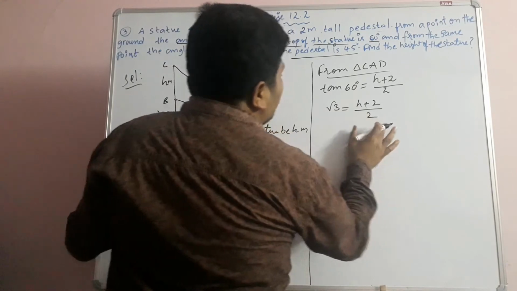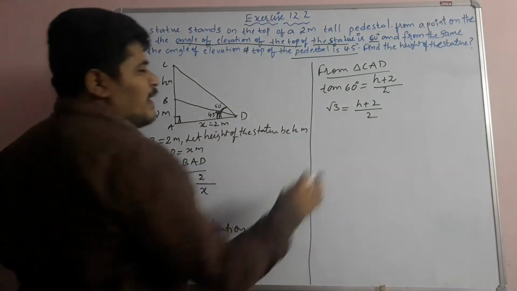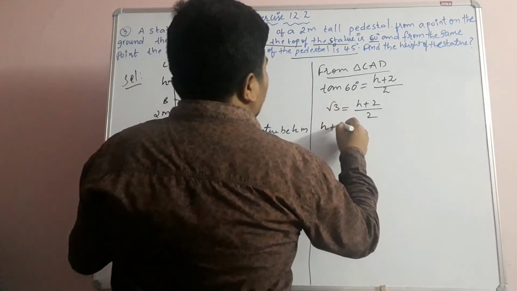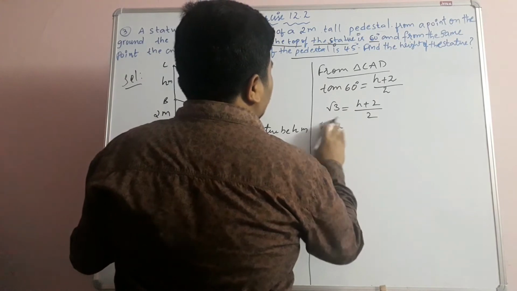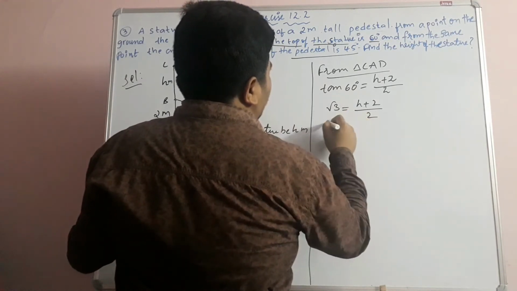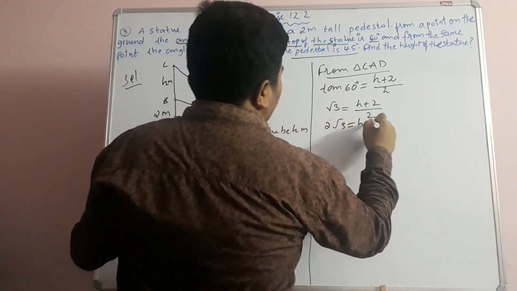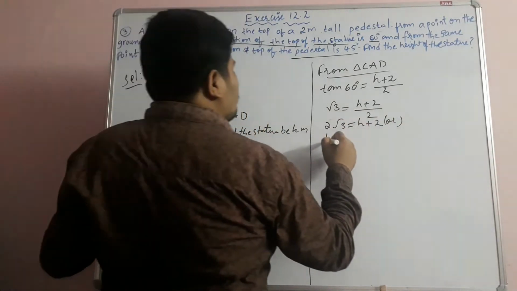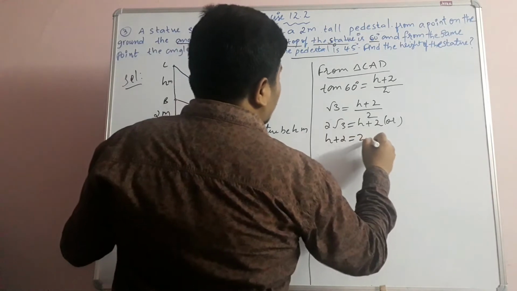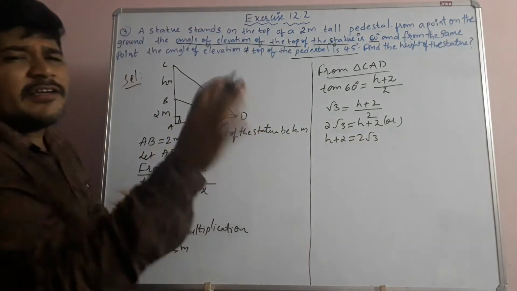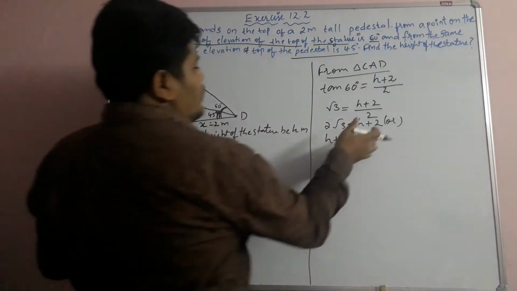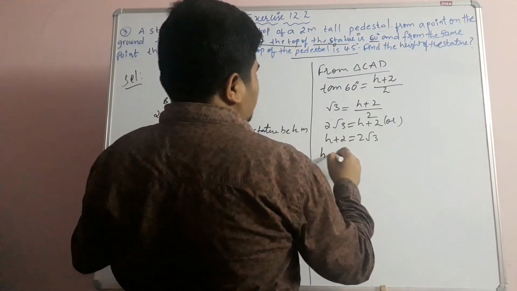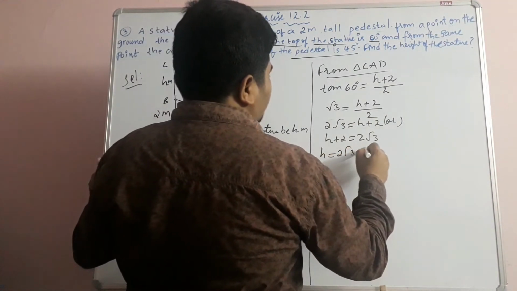So this by 2 you transpose to the left-hand side. So what will we get? 2 into root 3, that is 2 root 3, is equal to H plus 2. This can be written as H plus 2 is equal to 2 root 3. If A is equal to B, B is equal to A, we can write like that. So we just wrote it in reverse, so H is equal to 2 root 3 minus 2.